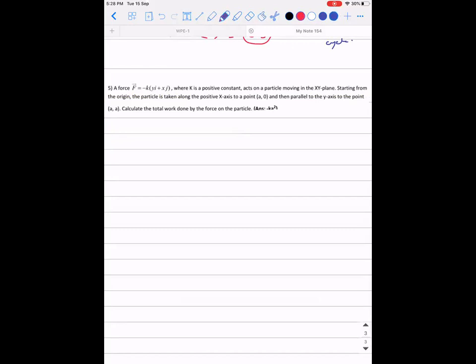Okay, now listen. There is a force F vector equal to minus k into (y i cap plus x j cap), where k is a positive constant, acting on a particle moving in the xy plane, starting from the origin. So let's visualize it before we start solving.